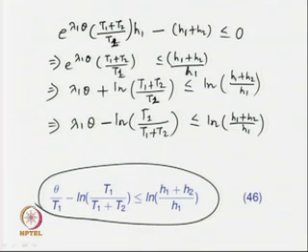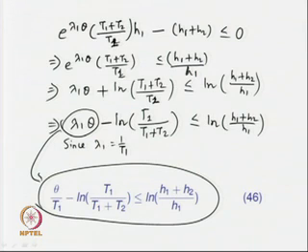If you see that since lambda 1 is equal to 1 upon T 1, the first term can be written as theta upon T 1. So, theta upon T 1 minus ln of T 1 upon (T 1 plus T 2) is less than or equal to ln of (H 1 plus H 2) by H 1. So, this is the condition that has to be met such that stable limit cycle output can be obtained from the open loop unstable system.